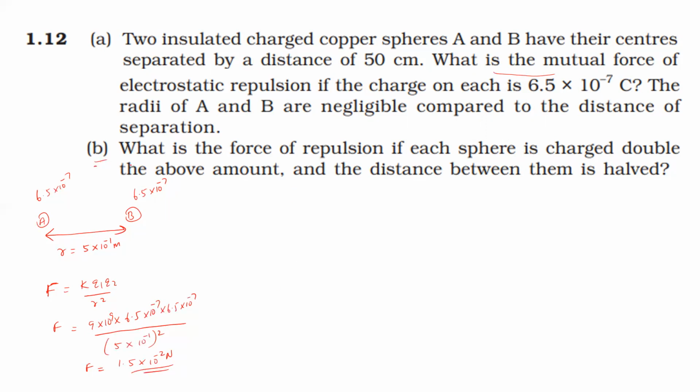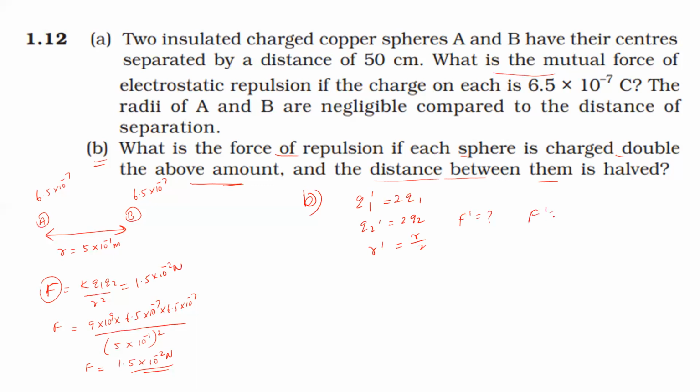Now, the second one. What they are asking is: what is the force of repulsion if each sphere is charged double the above amount and the distance between them is halved? That means here F is there, no? This F only we calculated, 1.5 into 10 power minus 2 Newton. Now the new force we need to calculate. For that, what is given is that Q1 is doubled, 2Q1, and Q2 is also doubled, 2Q2, and the distance is halved. Then what is the new force, they are asking.